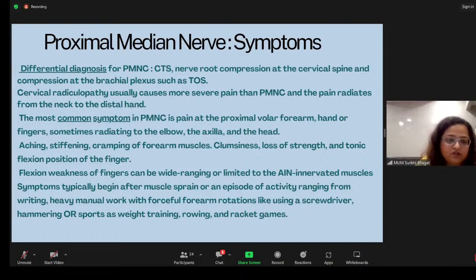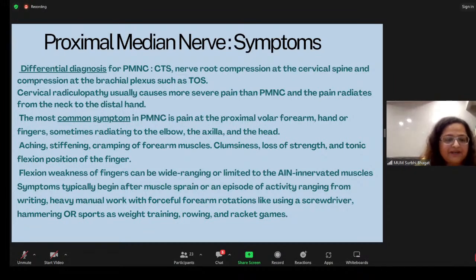Even the pain which is typical in carpal tunnel syndrome is night pain. Sometimes patients with proximal median nerve compression do not complain of it. It is more seen in carpal tunnel syndrome. More aching and stiffness is present in the forearm muscles in proximal median nerve symptoms. And due to the loss of tone, a flexion position of the fingers can be seen on the radial side of the fingers. Weakness can range from no weakness at all to some limited movements of AIN innervated muscles.